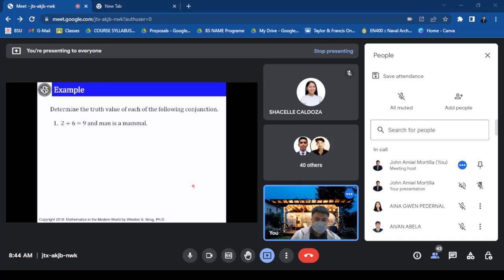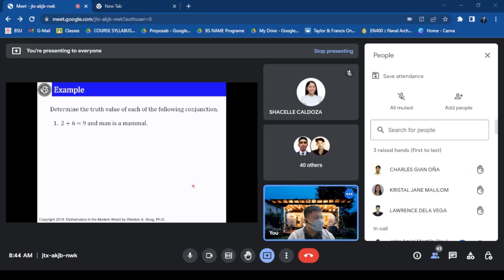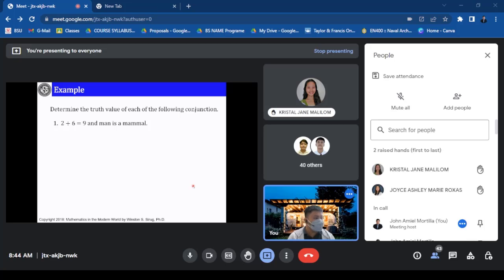So example, 2 plus 6 is equals to 9 and man is a mammal. Is it true or false? Okay, Crystal Jane. False po. Okay, why is it false? 2 plus 6 is equals to 8 po, hindi po 9. Okay. And how about man is a mammal? Is it correct or wrong?